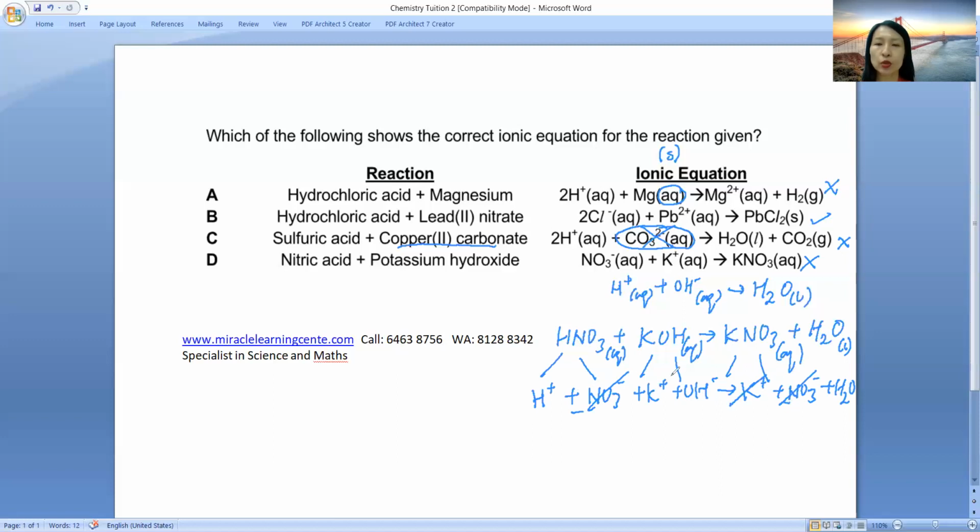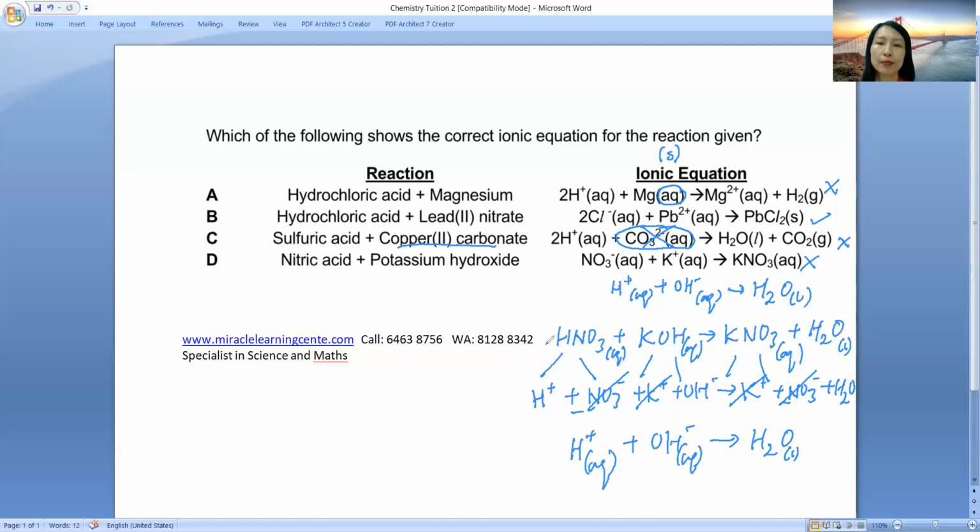So these two ions, K plus and NO3 minus, are in the solution, but they are not taking part in the actual reaction. They are called spectator ions. So you're left with H plus, OH minus, and it produces water. This is in the liquid state. This is in the aqueous state. And H plus is also in the aqueous state.